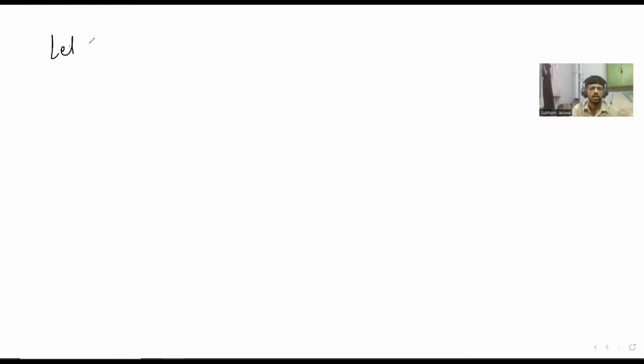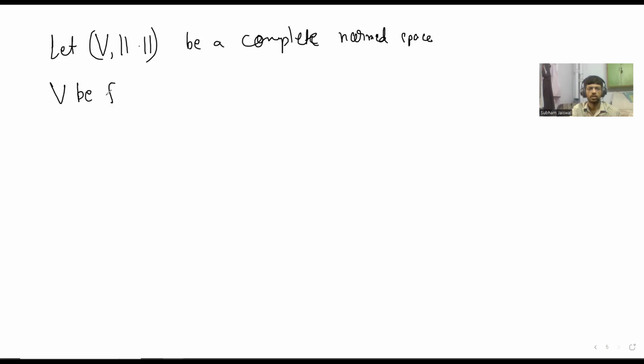So let V be a complete normed space. Let's just assume completeness. Let V be finite dimensional. Then the claim is, at least by assuming completeness, it can be proved that the sphere is compact.